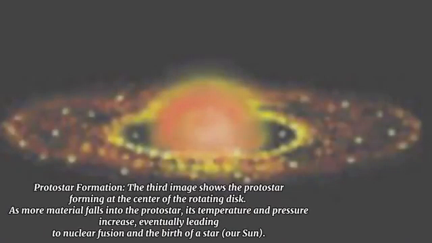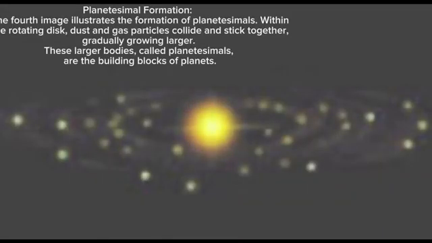Protostar formation. The third image shows the protostar forming at the center of the rotating disk. As more material falls into the protostar, its temperature and pressure increase, eventually leading to nuclear fusion and the birth of a star, our Sun. Planetesimal formation. The fourth image illustrates the formation of planetesimals.